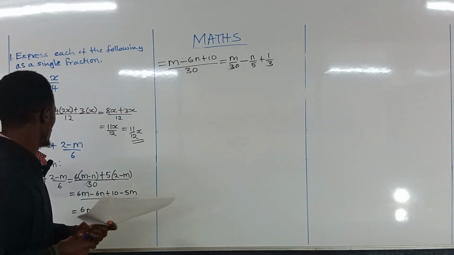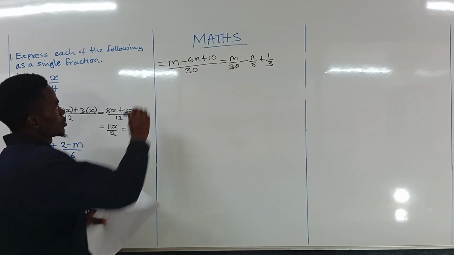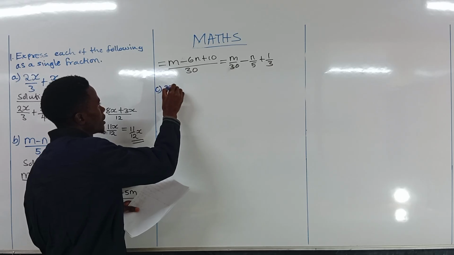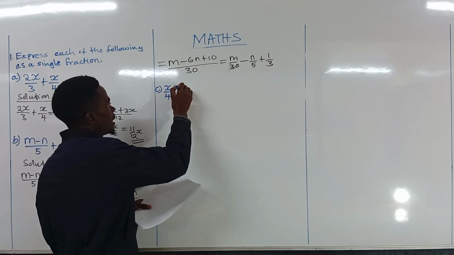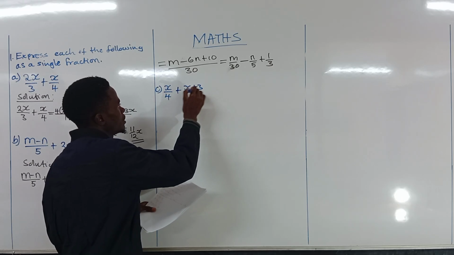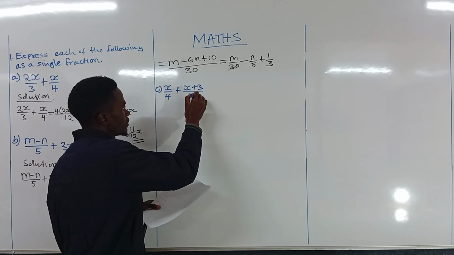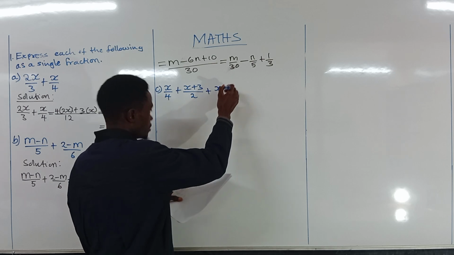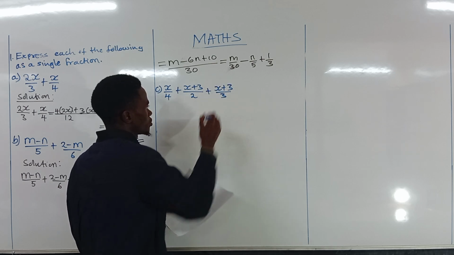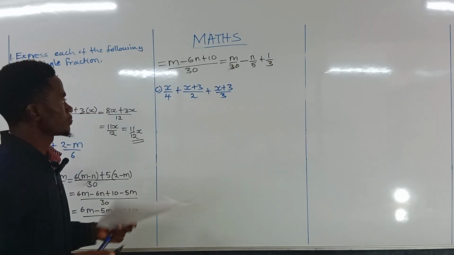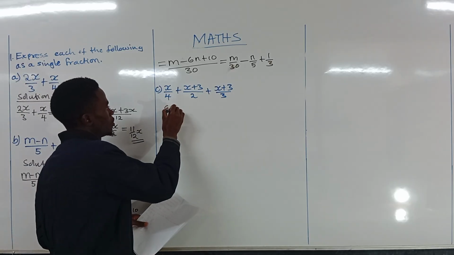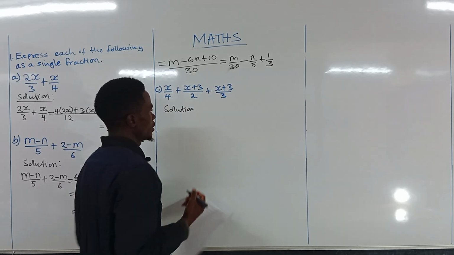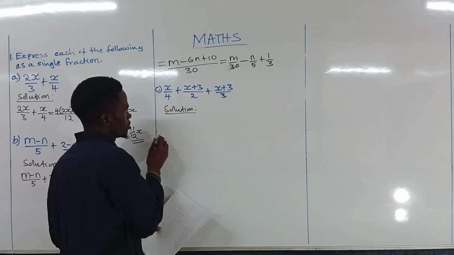So we can go to our third expression. Our third expression is of this nature. We have x out of 4 plus x plus 3 out of a denominator of 2, and then plus x plus 3 again out of another denominator. So in this case, we are going to find the LCM of 4, 2 and 3. The LCM of 4, 2 and 3 is 12. So we are going to use 12 as our common denominator.